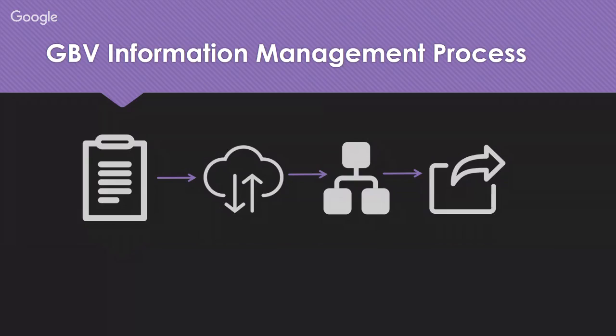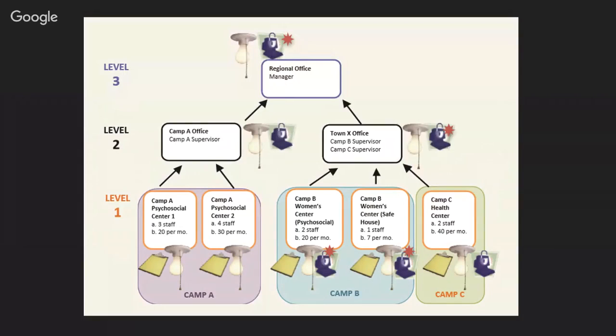It can be highly beneficial when starting to implement the GBVIMS, or when your program structure or coordination responsibilities change, to conduct an information management mapping exercise, sometimes called data mapping. This is a constructive first step in designing the flow of a functional information system and will help in later planning. This is one example of an information map or a data map.